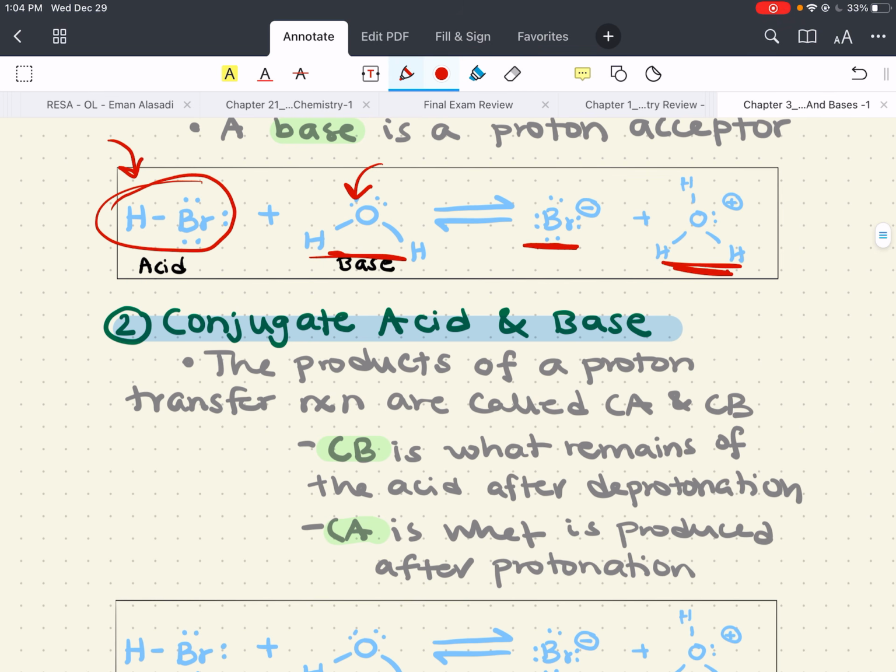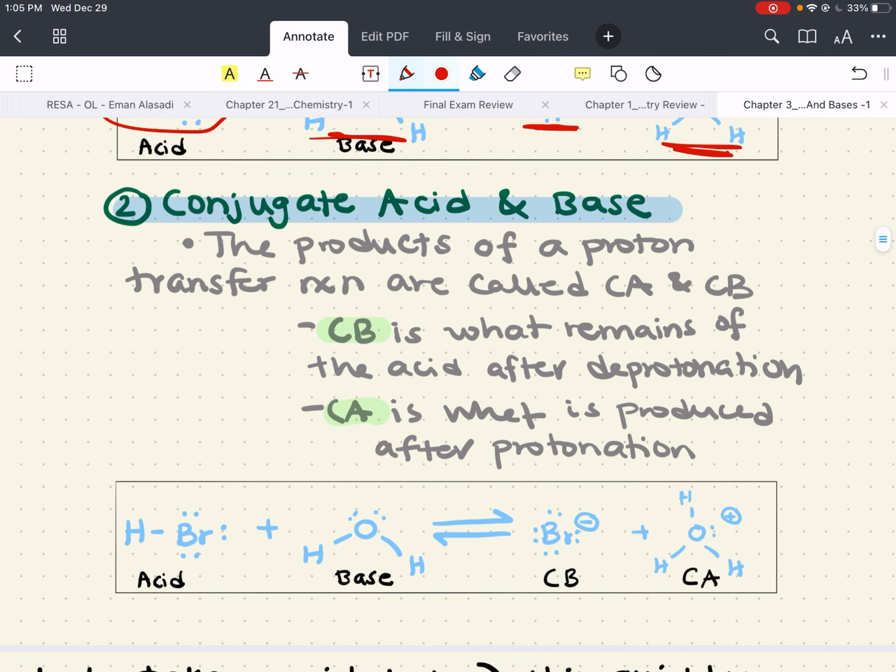Now, a conjugate acid and base, we want to cover what those are. The products of a proton transfer reaction are going to be called your conjugate acid and conjugate base. Your conjugate base is what remains of the acid after deprotonation. After your acid loses a hydrogen, it donates a hydrogen, all right? What remains is called a conjugate base. Your conjugate acid is what is produced after protonation.